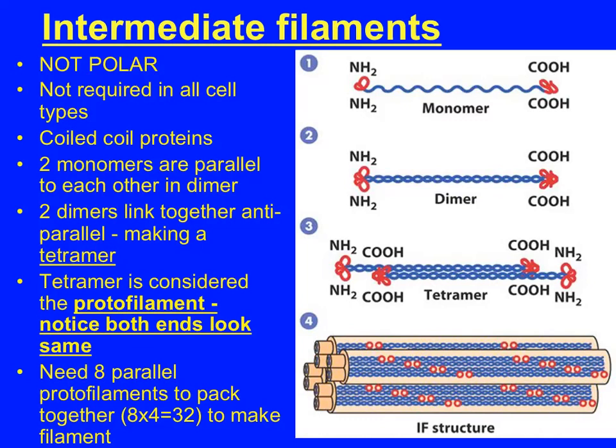So, intermediate filaments, very different than what we already talked about because these are not polar. Courtney, that means? They do not have separate sides. Different sides. So that means the two ends are going to look the same. Now, they're made up of proteins. And how can proteins look the same? How is that possible? Well, it's the combination of proteins that get put together to do this.